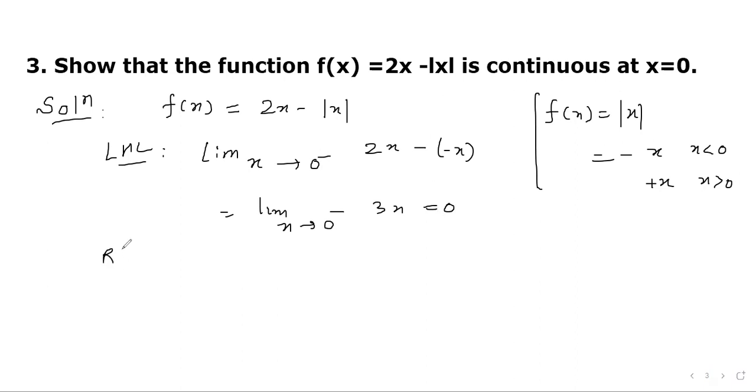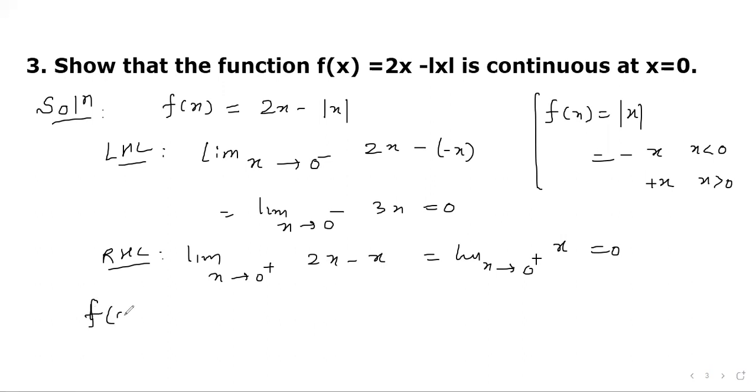Now consider RHL. RHL will be limit x tends to 0 plus 2x minus x, because for 0 plus, modulus x will be positive x. So limit x tends to 0 plus x will give 0, and the value of function f(0) will give 0. Hence LHL equal to RHL equal to value of function, all are 0, and so we can say that the function is continuous.